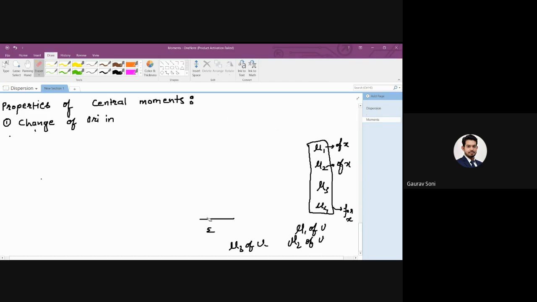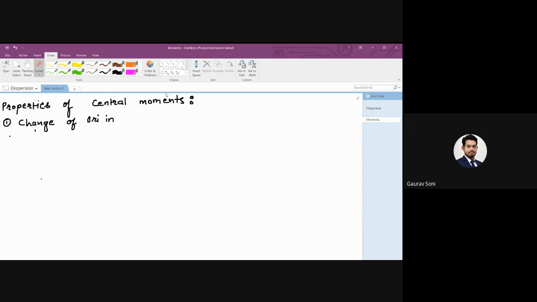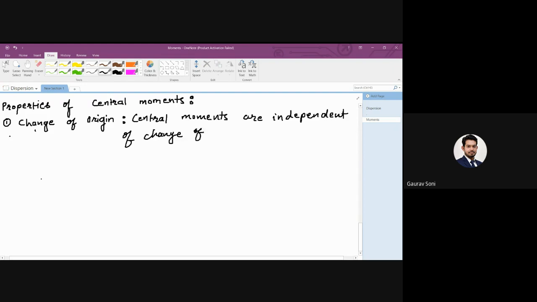So I'll just write this down. Central moments are independent of change of origin. Second, change of scale.